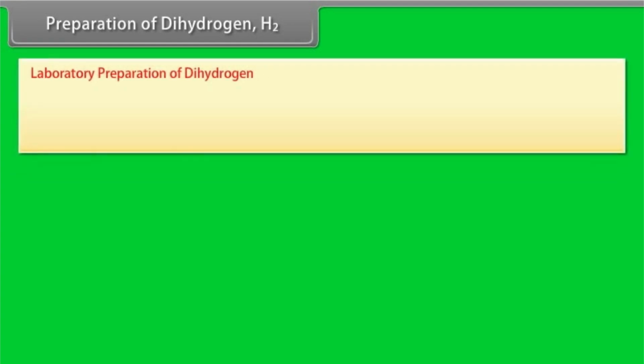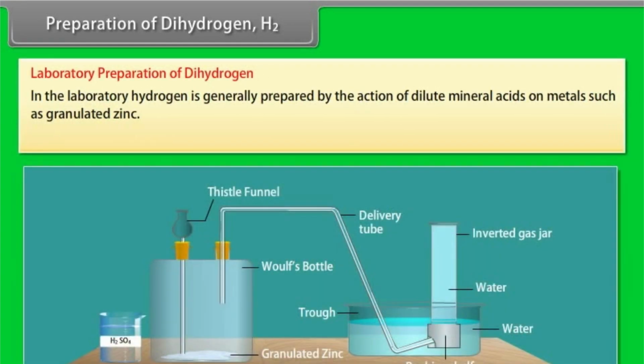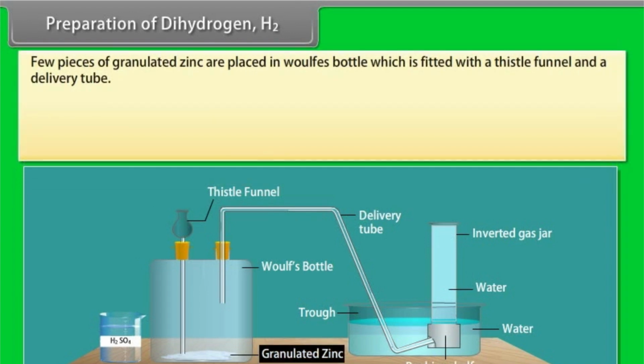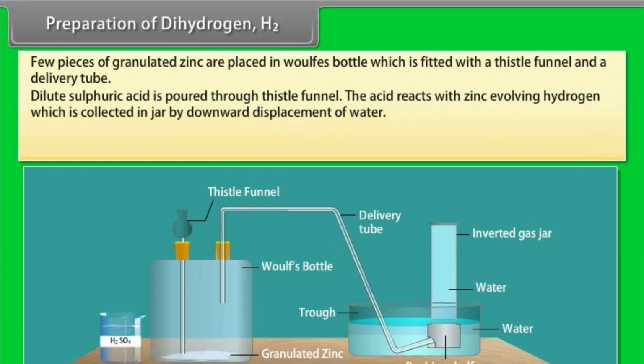Preparation of dihydrogen, H2. Laboratory preparation of dihydrogen. In the laboratory, hydrogen is generally prepared by the action of dilute mineral acids on metals such as granulated zinc. A few pieces of granulated zinc are placed in a Woulfe's bottle, which is fitted with a thistle funnel and a delivery tube. Dilute sulfuric acid is poured through the thistle funnel.